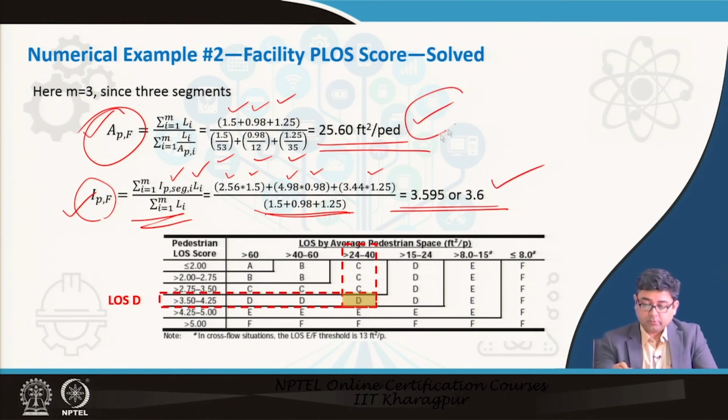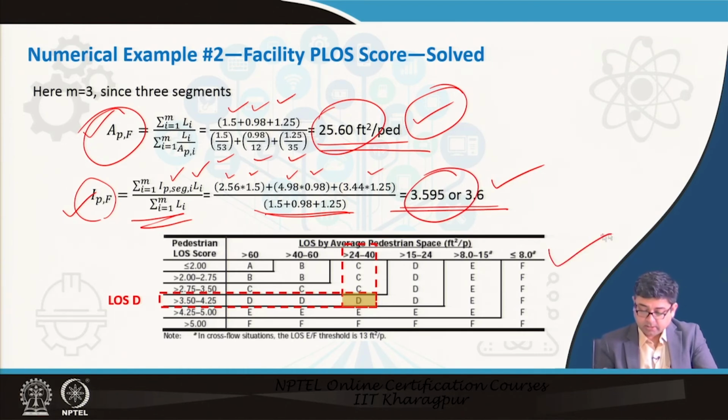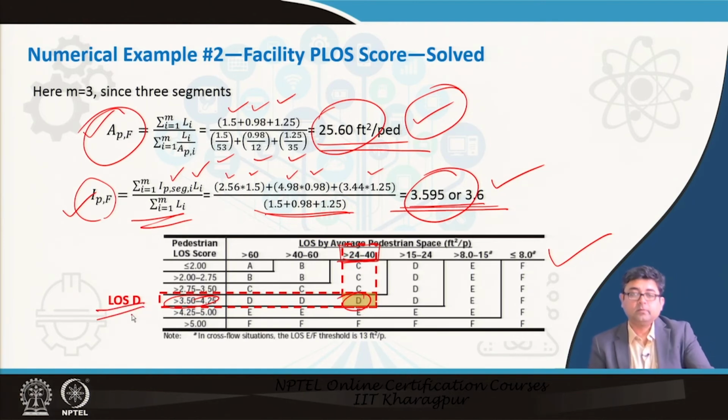So, by knowing both of these, you come to this table. You see that it is 25. So, it will fall in this category, and this is 3.6. So, it falls in this category. So, your level of service for the entire facility is D, right.